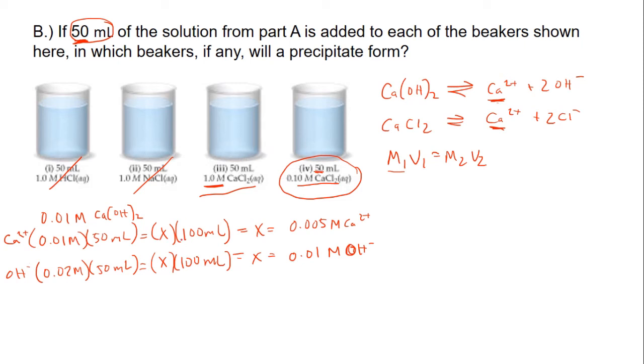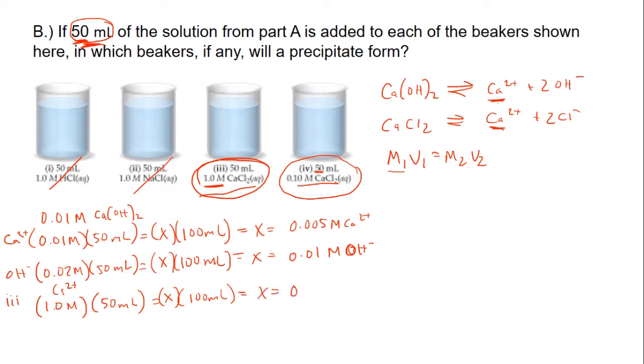Now we're going to mix it with solution 3. Solution 3 is 1 molar in calcium, and we're going to take 50 milliliters of that, and we want to find what that concentration is after we mix it with another 50 milliliters from part A. So 100 milliliters total, and that concentration is 0.5 molar calcium. So these two are from part A, these concentrations, and this is from beaker 1, 2, 3.